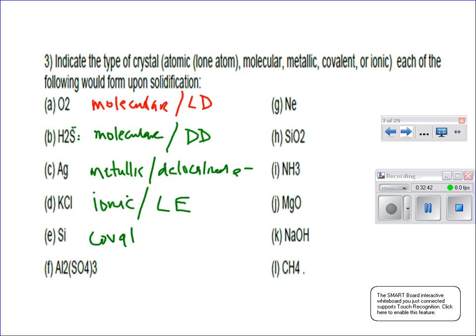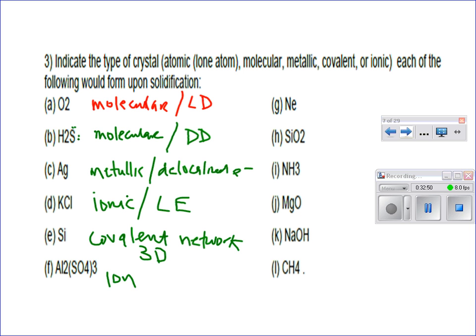So this is covalent network. This is ionic. Covalent network is 3-dimensional covalent bonding all around. One bonds to another, which bonds to another, which bonds to another. That's what I mean by network. This is ionic, lattice energy.